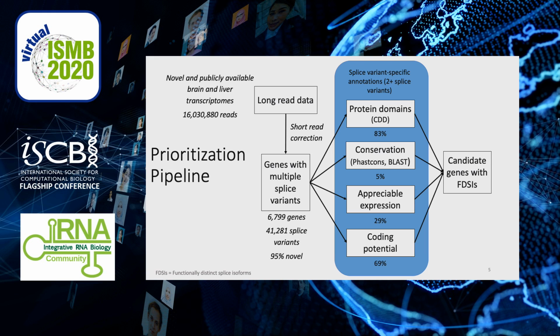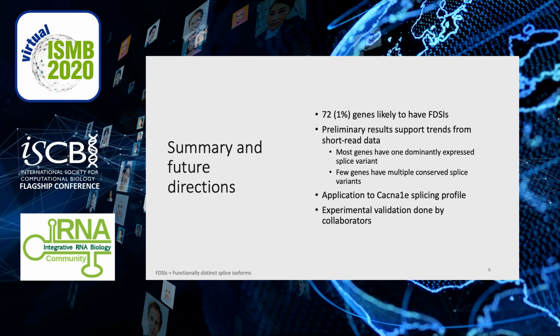And so out of 6,799 genes, we prioritized a list of 72 genes likely to have FDSIs. Now, because our data has such low depth and we don't have very many tissue types, this is probably not a comprehensive list of genes with FDSIs, but we do believe there is some promise. So moving forward, the key finding from my study is that of the 6,799 genes, we prioritized a set of 72 genes likely to have FDSIs. And that's 1% of the genes with multiple splice variants in this data set.